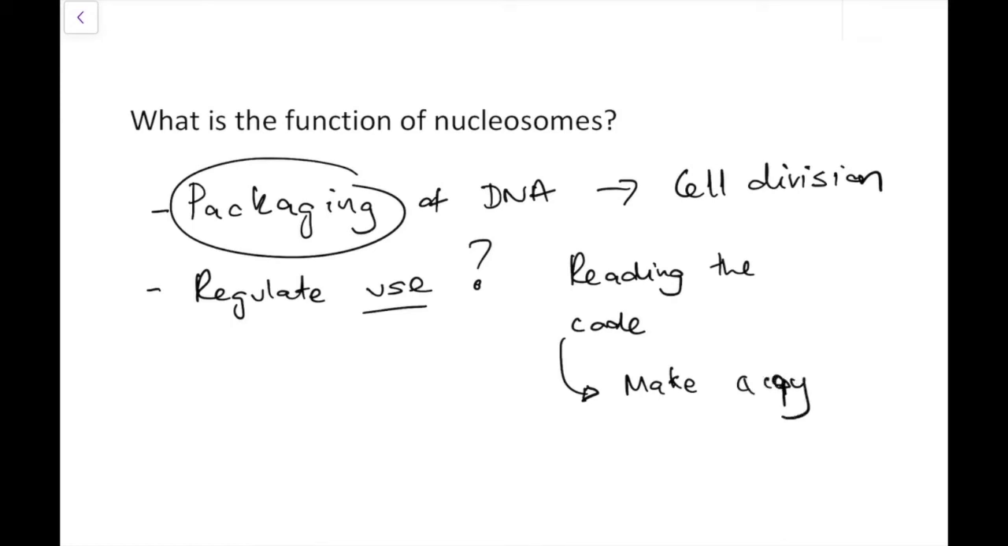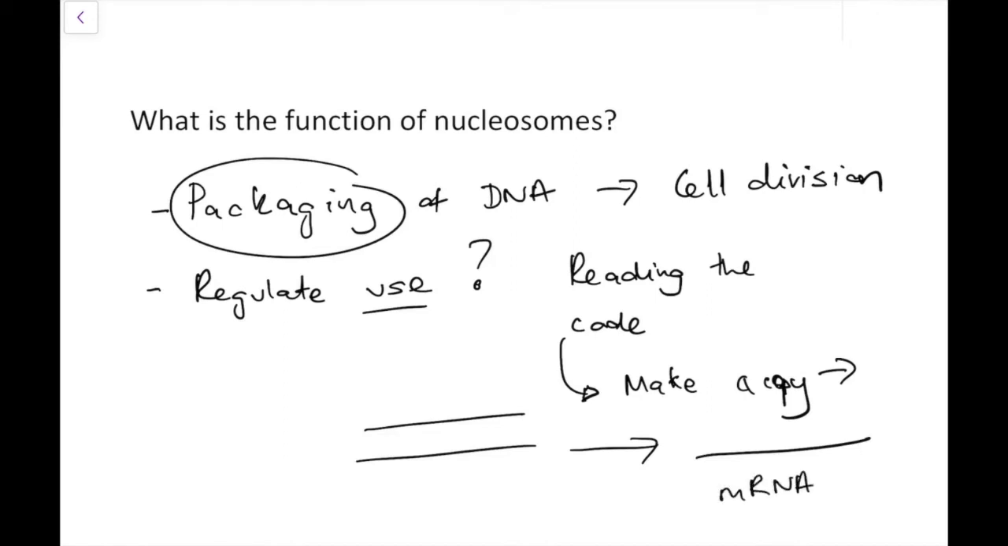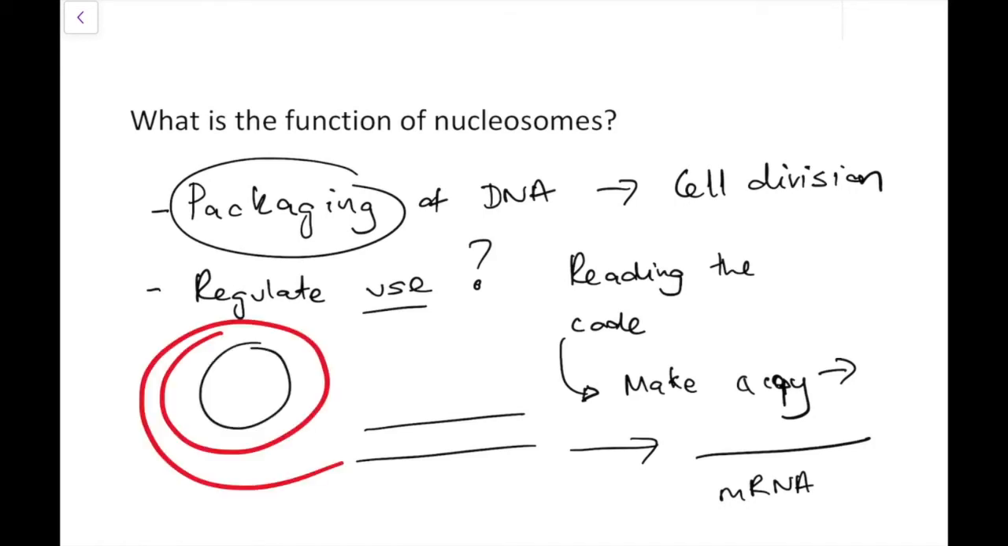So we're making a copy, and we go from DNA, which is double-stranded, and we make a single-stranded copy in mRNA that we'll have a look at when we look at transcription. So if it's very tightly wound around the nucleosomes, wound up in the nucleosome structure around the histone proteins, if it is tightly wound up, then we won't be able to use it.